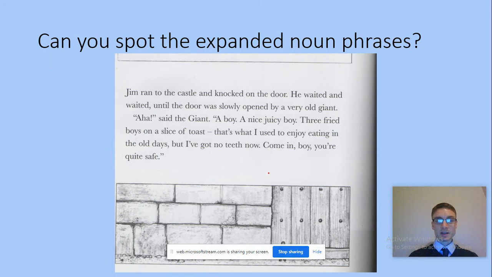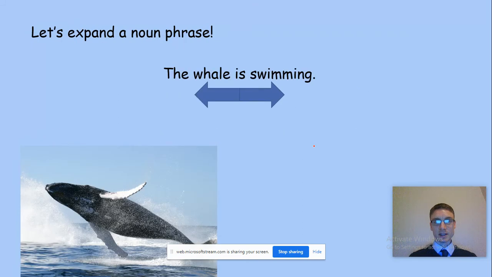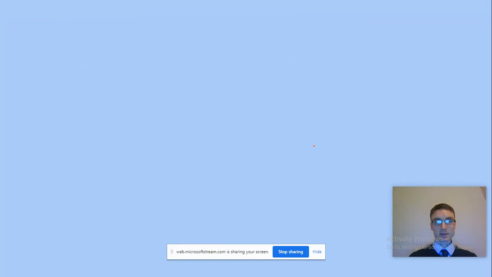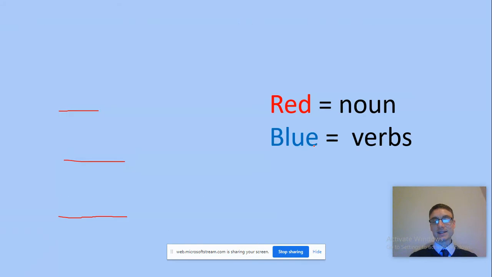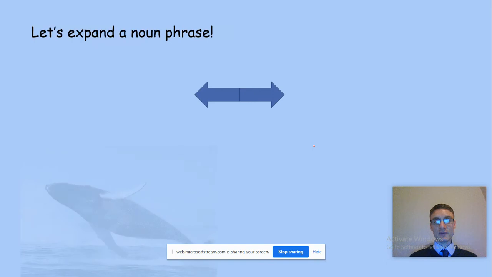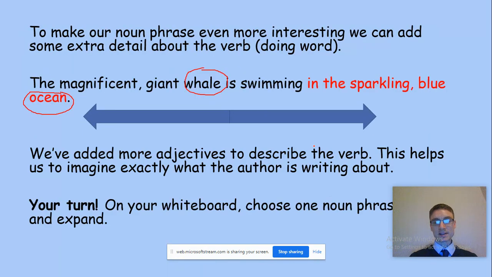Okay, so see if you can think of what the expanded noun phrase is in that sentence. You might want to pause the video and just have a look. Now I'm just going to go back to talk through this and explain it. Because it says here a noun phrase is a noun joined by a verb. So when you do an expanded noun phrase, of course, it still needs to have a noun and a verb in it. So if you just go back to that text.